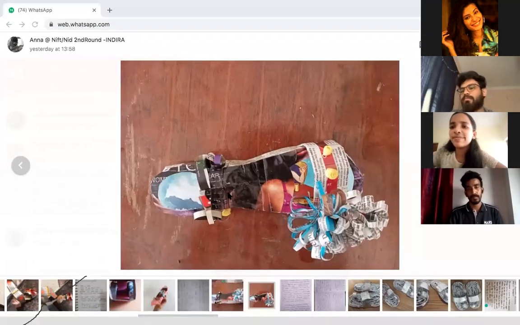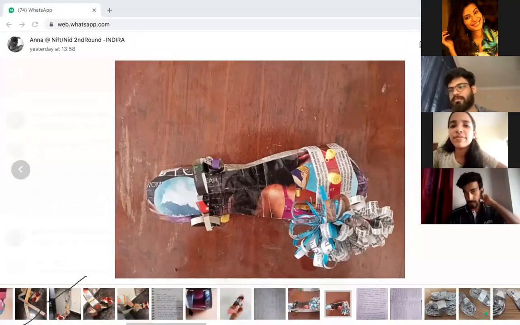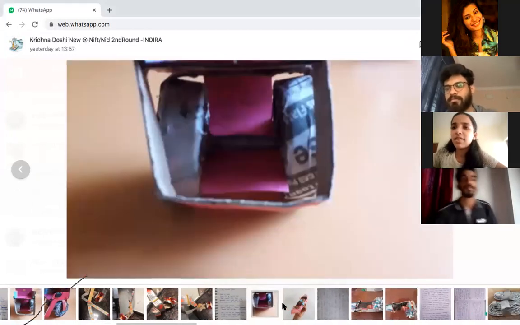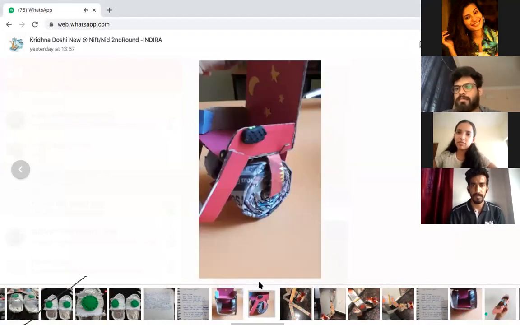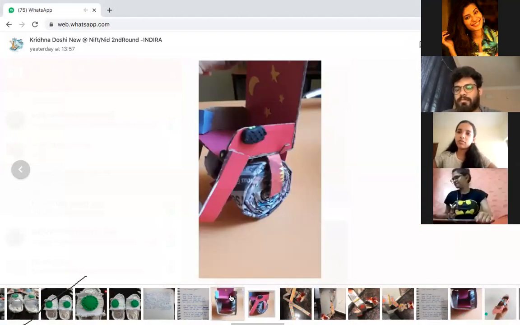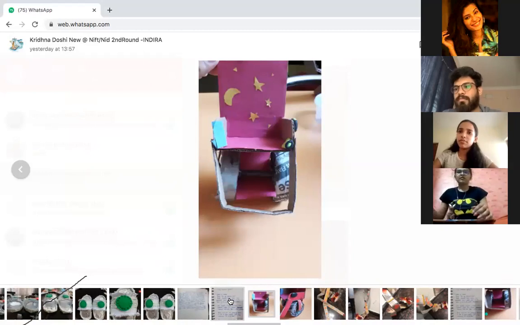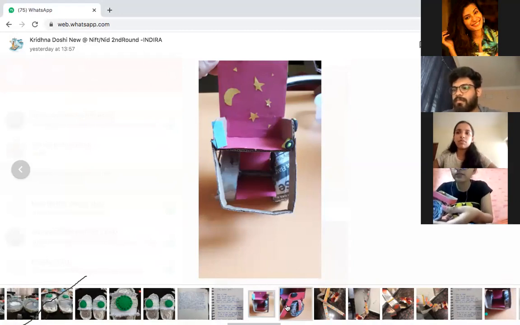Thank you, Ayan. I'll move on to the next person. I think this is Krishna. Krishna, are you here? Krishna Doshi? Yes, ma'am, I'm here. Please explain your model. And please take neater pictures from next time. Proper pictures. Okay, sure.